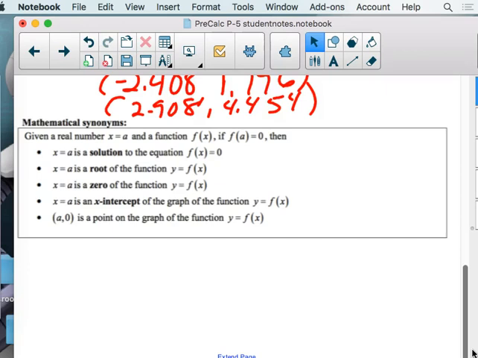So it says if you've got some real number, x equals a, and a function f of x, and you put a into that function and you get 0, not only is it a 0, it's all the other things you see on this list too. And then down here at the bottom, as it points out, that means a, 0 would actually be a point on that graph. It will be on there. So don't let the fact that they say solve versus taking roots mess you up. We're looking for the same stuff.